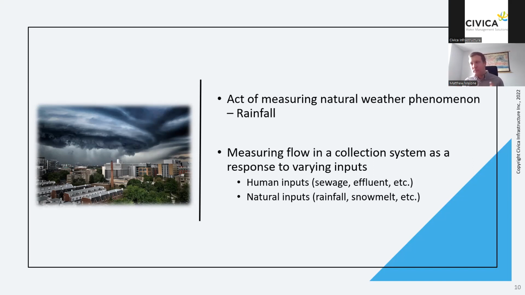So, maybe your storm sewers are dry 90% of the time, and they're only flowing when we do get rainfall or snow melt or things like that. Same with sanitary or wastewater systems. Ideally, they don't take on too much of that natural input, but that does happen, and that really drives a lot of the work that we do. Is how do we mitigate some of the impacts of some of these natural inputs to our collection systems.